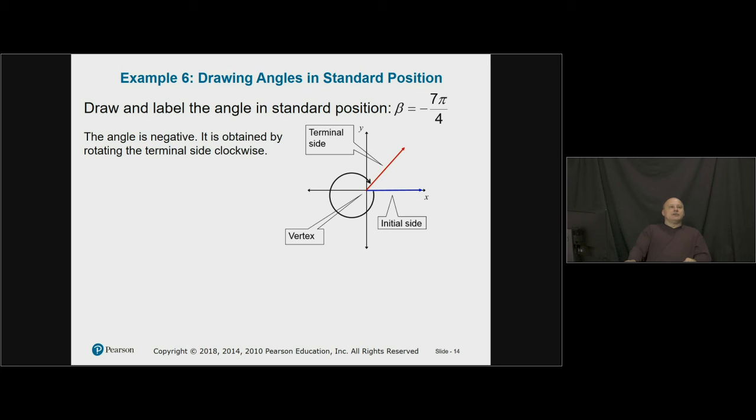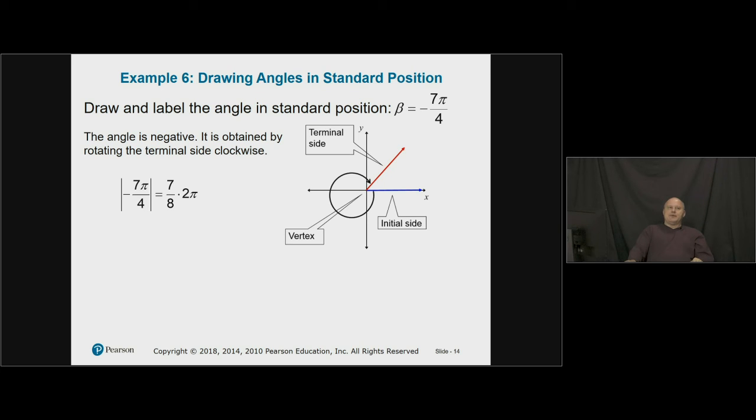All right, so example 6, we're going to draw angles in standard position. Draw and label the angle in standard position of negative 7 pi over 4. So we're doing the same thing. The angle is negative, so it is obtained by rotating the terminal side clockwise. Now notice where it should be located. It looks like it ends up splitting the first quadrant, but going clockwise.